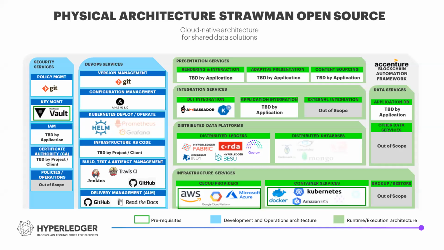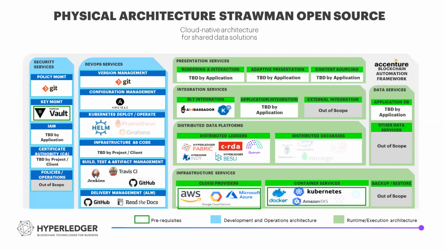Starting from the left-hand side, we have the security services and the DevOps services, highlighted in blue. Security is part of development and operations, and also part of the runtime architecture, not just development. The DevOps services are for the development environment only. And the whole green area that you see is the runtime and execution architecture.